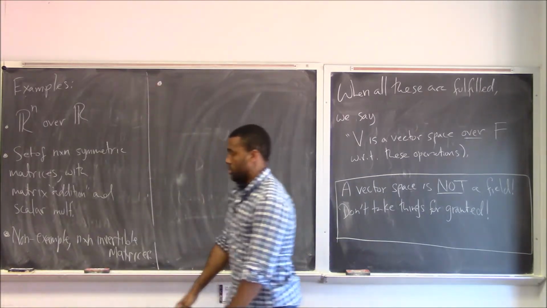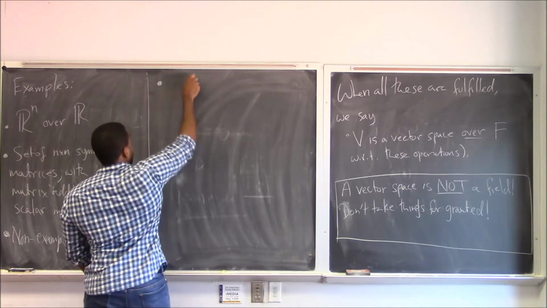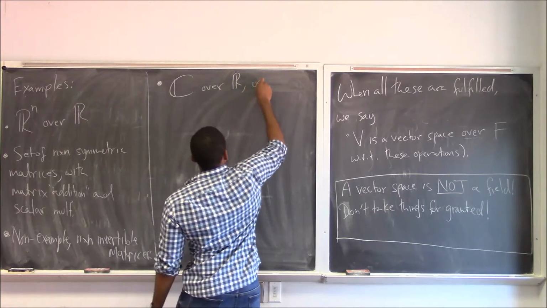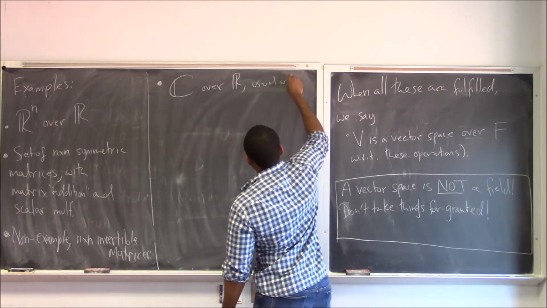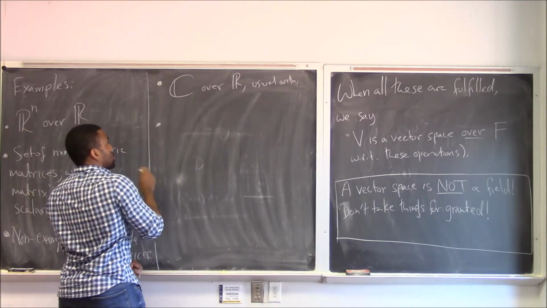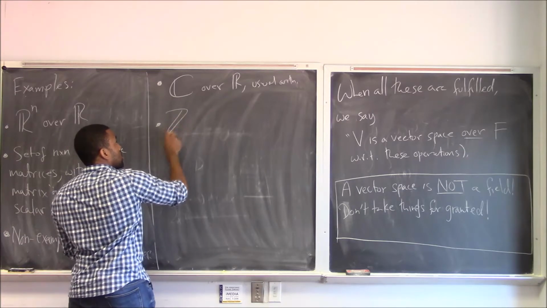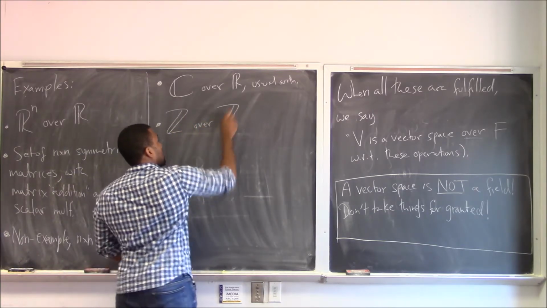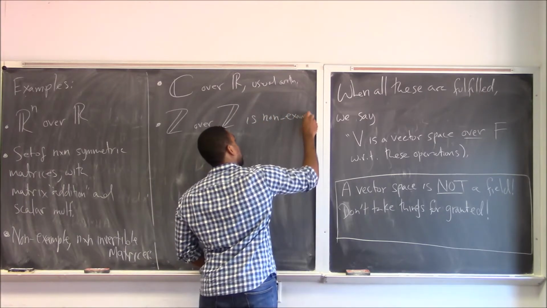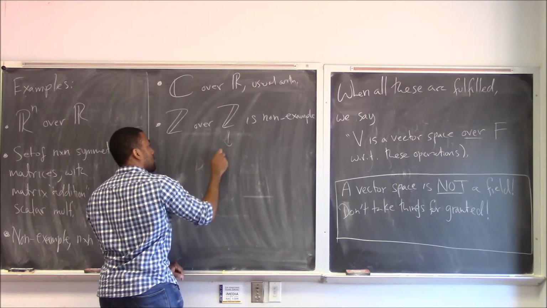Other examples. C over R is also an example. C over C is an example with the usual arithmetic. Z over Z? Z over Z is a non-example. Why? Because Z is not a field.